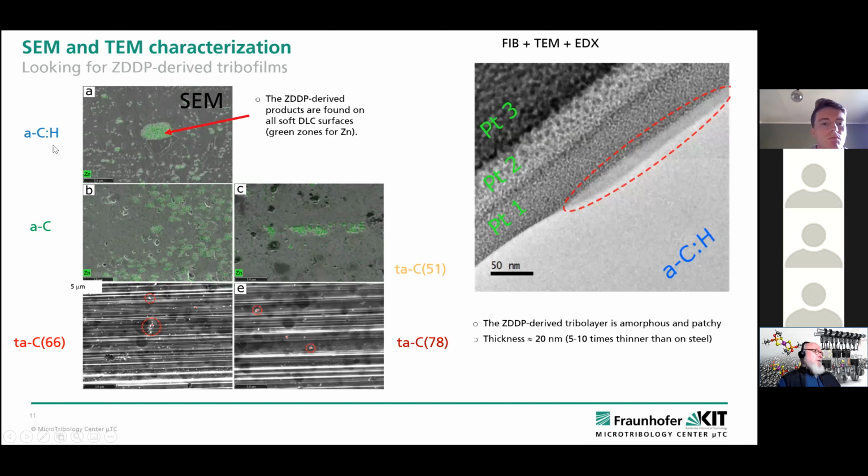TEM also showed that the films here are of the order of 20 nanometers for the ACH, so 5 to 10 times thinner than on steel. So that was the structure of the coatings. And the question is, what is the difference now between the soft and the hard coatings in terms of chemistry?